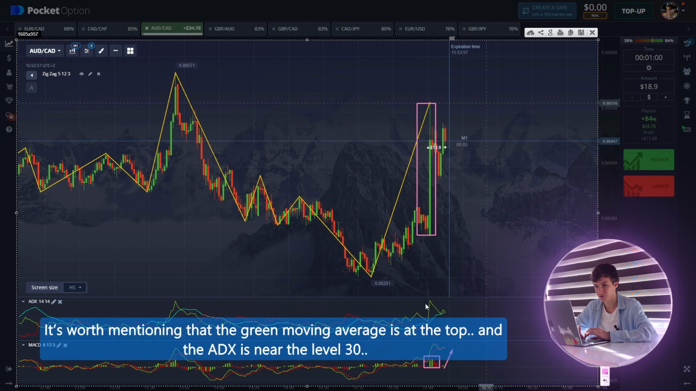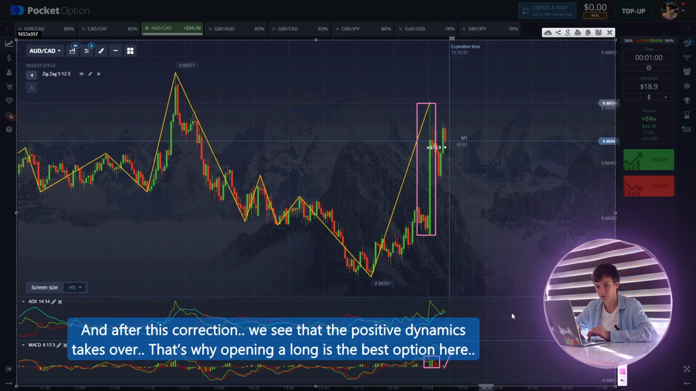That's why we see this positive dynamic here, and we open a long position. It's worth mentioning that the green moving average is at the top, and the ADX is near the level 30, and after this correction, we see that the positive dynamic takes over. That's why we open a long position here.